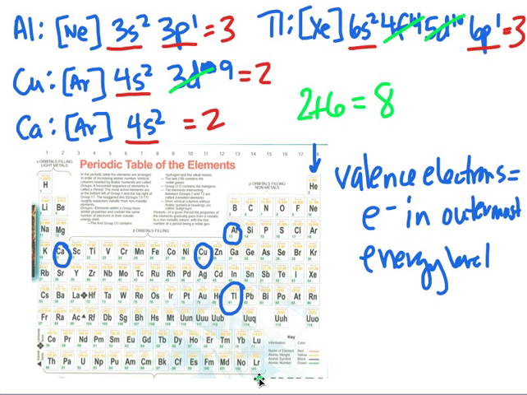The other thing to point out is that elements in the same column are going to have the same number of valence electrons. If you look at aluminum and thallium, they're in the same column on the periodic table, and they both have 3 valence electrons. Everything in the first group is going to have 1 valence electron because it's going to end in s1. Everything in the second group is going to have 2 valence electrons. Everything in group 13 is going to have 3 valence electrons, then 4, 5, 6, 7, and 8, with the exception of helium. So those are just some patterns to notice when we're talking about noble gas notation and valence electrons.